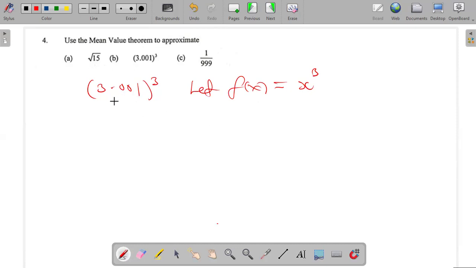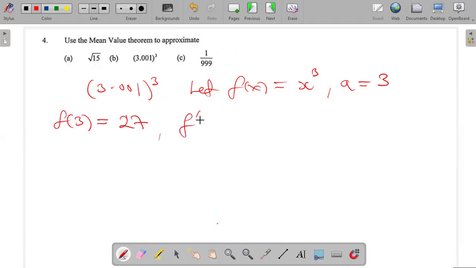So what number is closer to 3.001? That number is just 3. So you let your a be 3. After letting a be 3, when you replace f of 3, 3 cubed is just 27. So 3 cubed is 27.